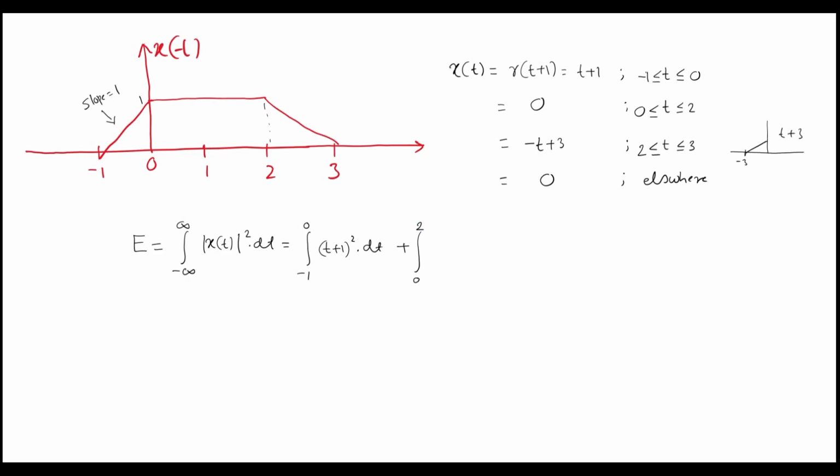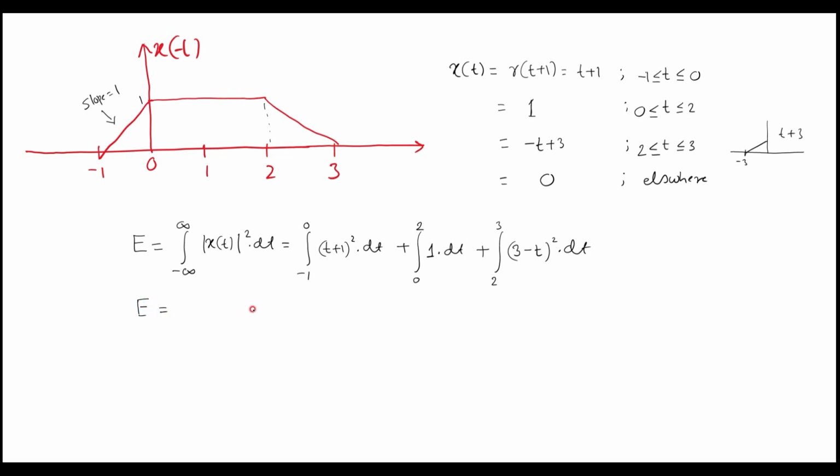At 0 to 2, the value here is 1. 0 to 2, it is constant, its value is 1. So this is 1 into dt plus from 2 to 3, its value is minus t plus 3, that is nothing but 3 minus t square into dt. So we'll simplify this equation.